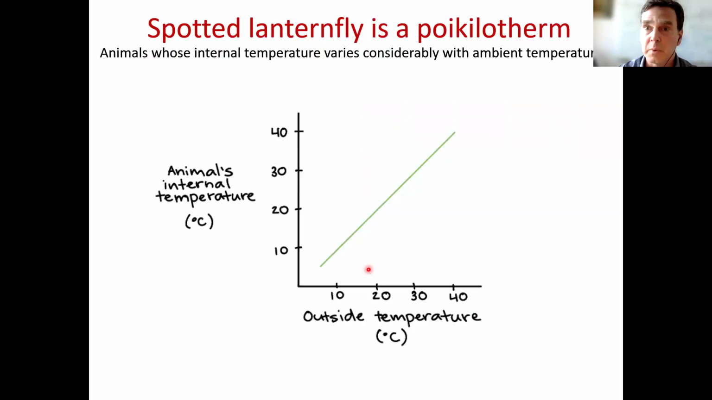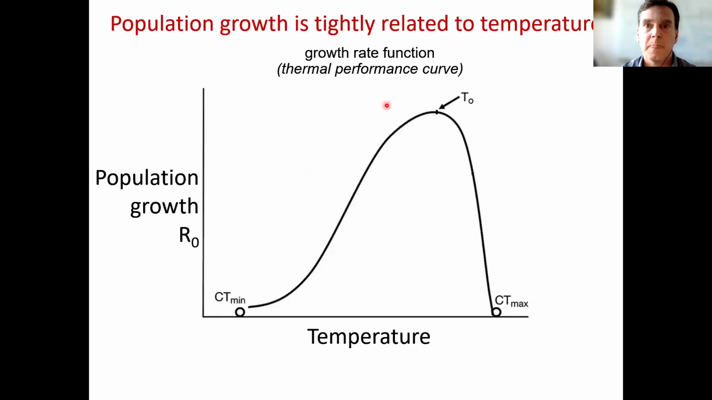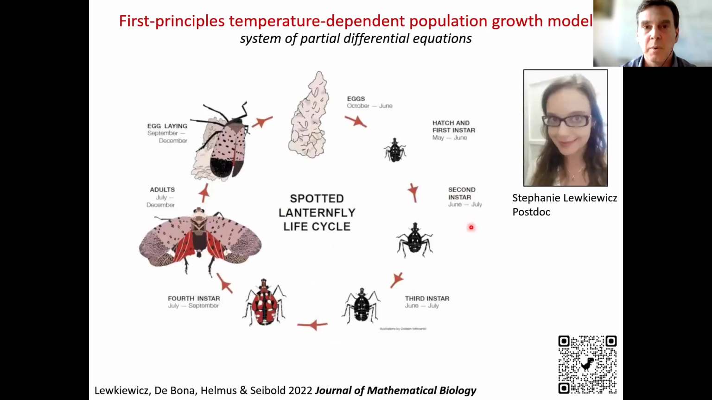And that's because spotted lanternfly is a poikilotherm, right? These are insects, animals whose internal temperatures vary considerably with ambient temperatures. And so when we're trying to understand population dynamics of a poikilotherm, you have to think about that from the perspective of these temperature fluctuations. Population growth is tightly related to temperature. These are the thermal performance curves that you get when you're thinking about that. And what we did was we developed a system of partial differential equations to model spotted lanternfly population dynamics.